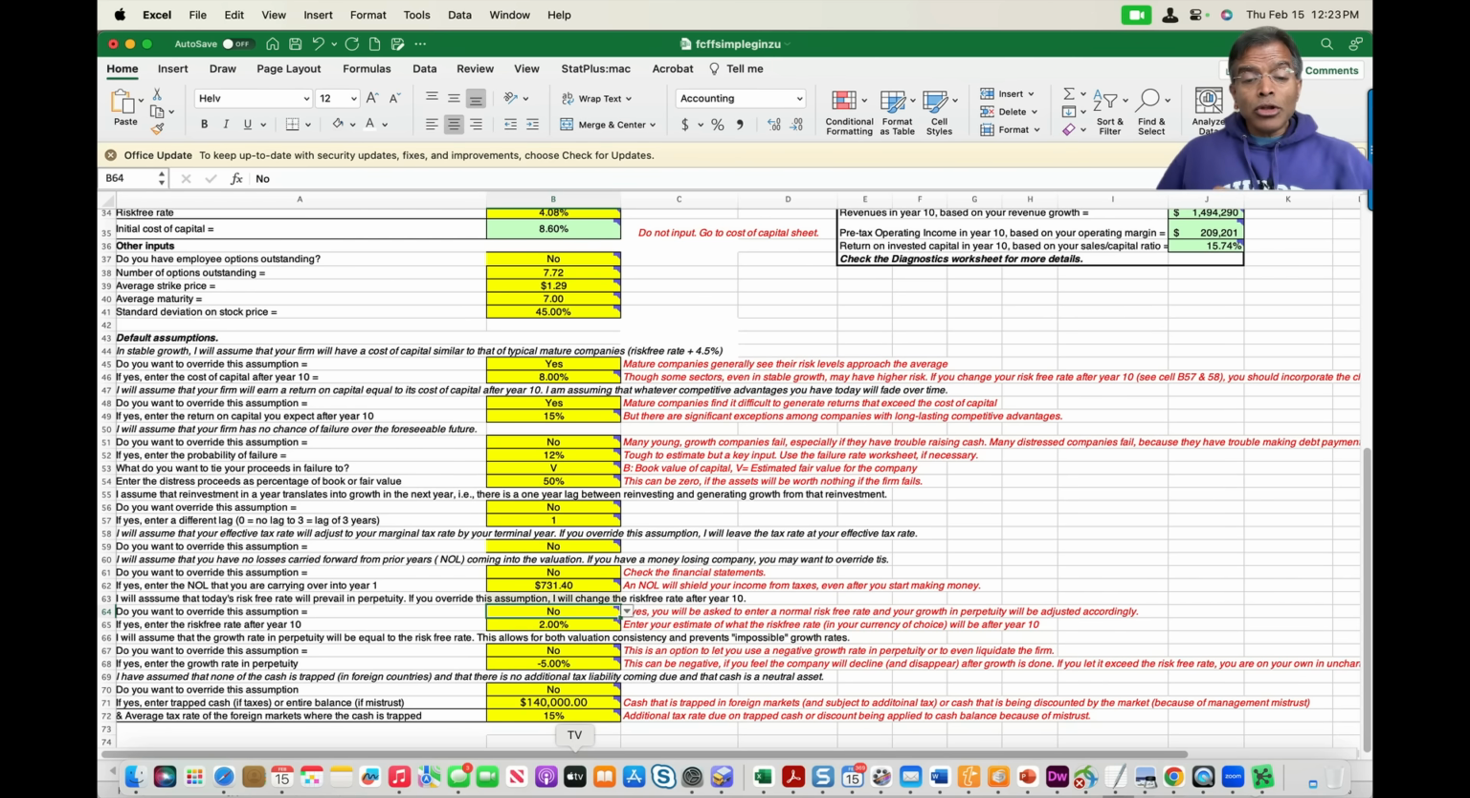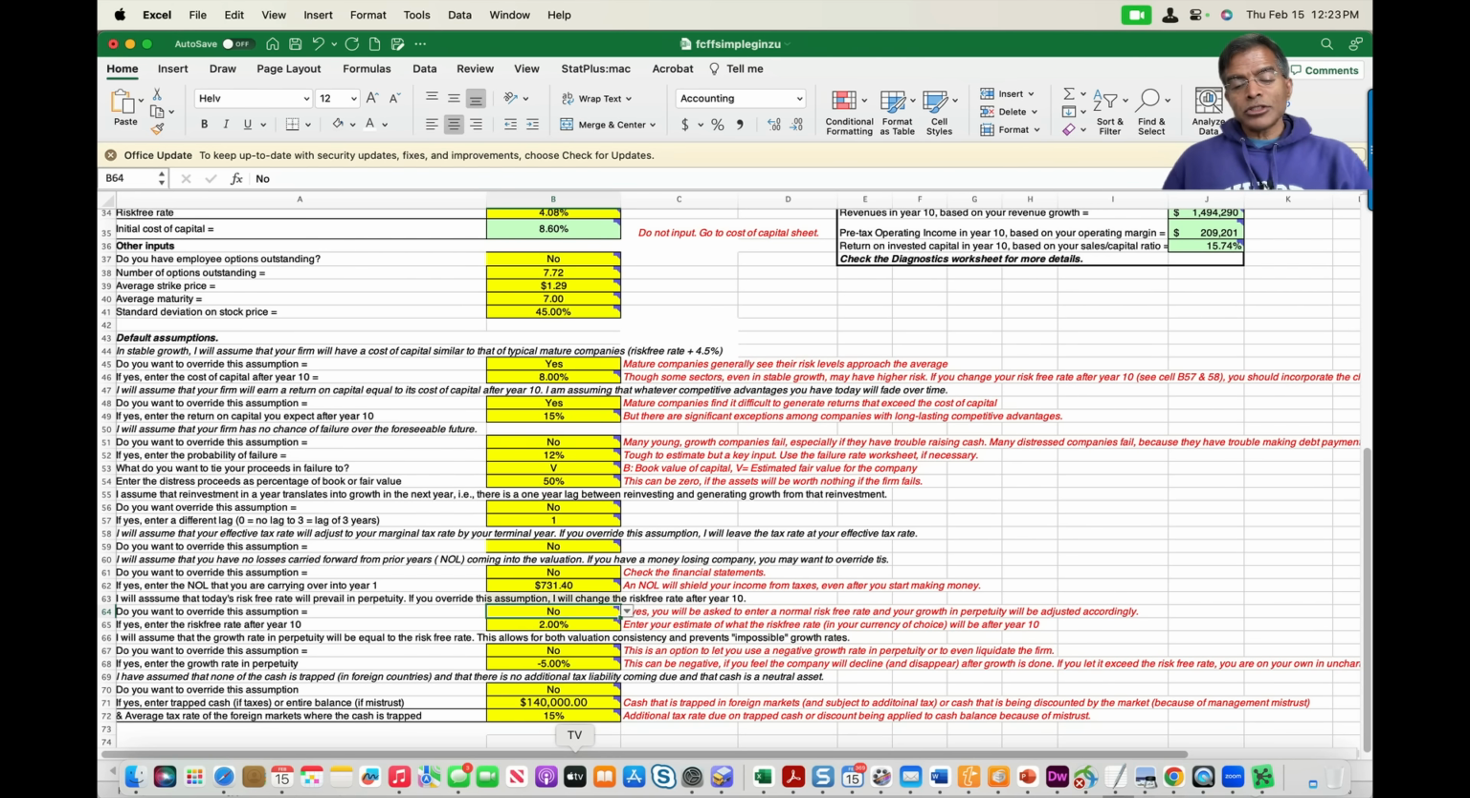Why? Not to make it higher than the risk-free rate. Don't mess with that. That'll truly blow up your valuation. But you might have companies, a fossil fuel company, a tobacco company, where you think that in steady state, the company will get smaller. Revenue growth will be negative, and I want to give you that choice.